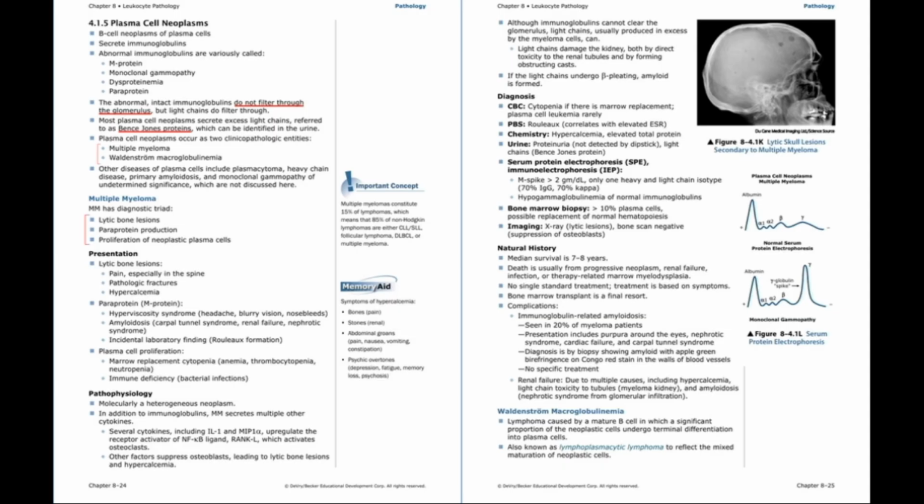Lytic bone lesions can present with pain, really commonly in the spine. One can have pathologic fractures, and lysis of the bone can lead to hypercalcemia. The paraprotein, or M protein, can give hyperviscosity syndrome with headache, blurry vision, and nosebleeds. It's the commonest cause of systemic amyloidosis, and this can present with carpal tunnel syndrome, renal failure, or nephrotic syndrome, or it can actually be an incidental lab finding with rouleau formation on the peripheral blood smear. An example of this can be seen in Appendix 1.